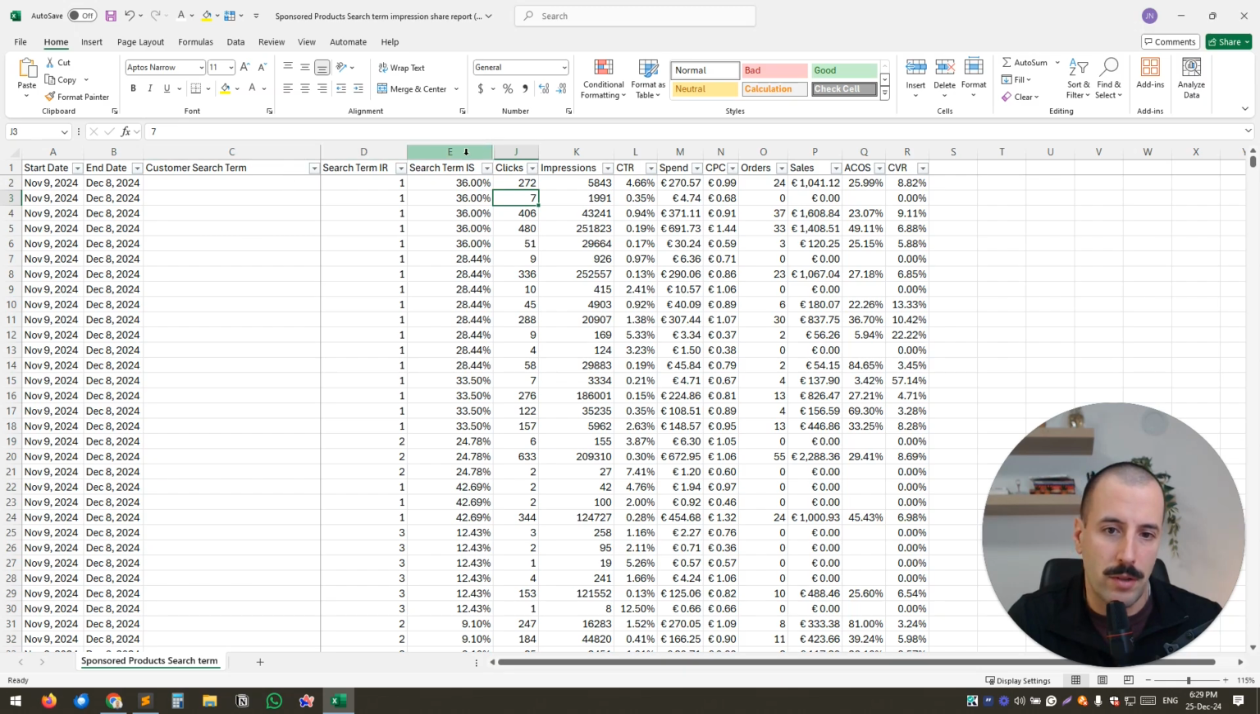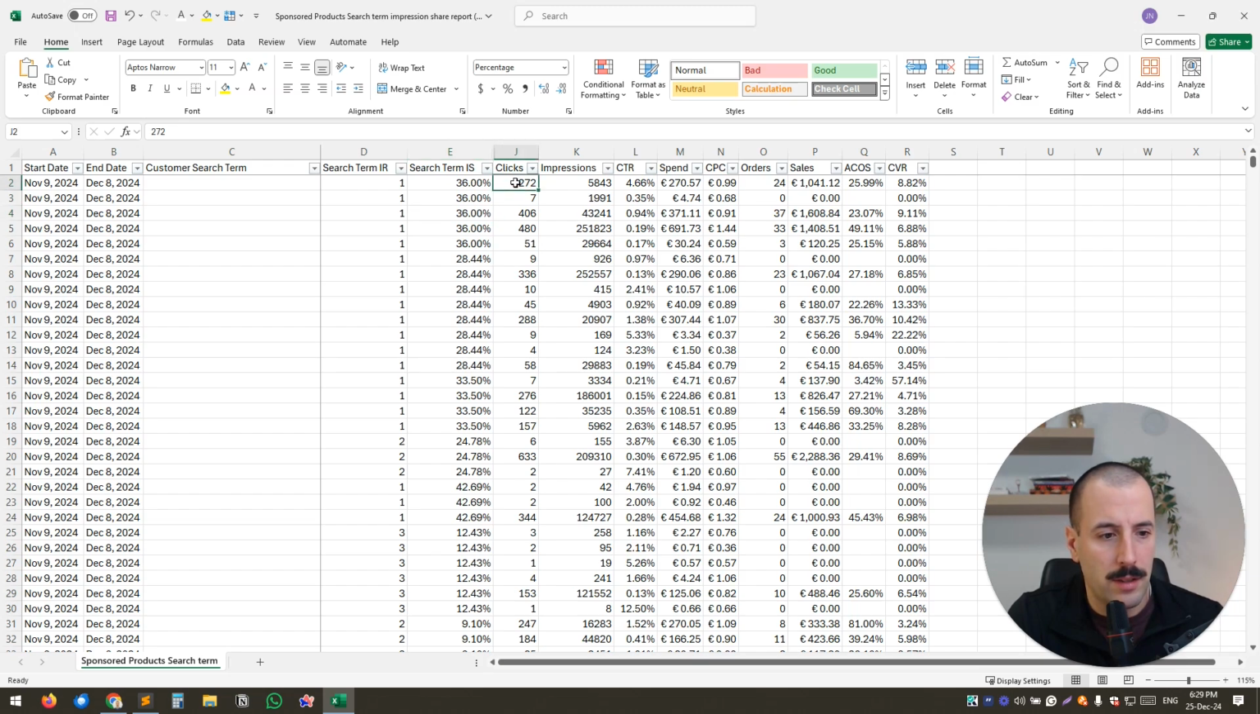And then in the rest of the columns that I removed, because I don't want to bore you with that, you will see in which campaign and in which ad group that search term appeared. But regardless of the ad group, these are the stats: number one position for the impression rank, and 36% of impression share.